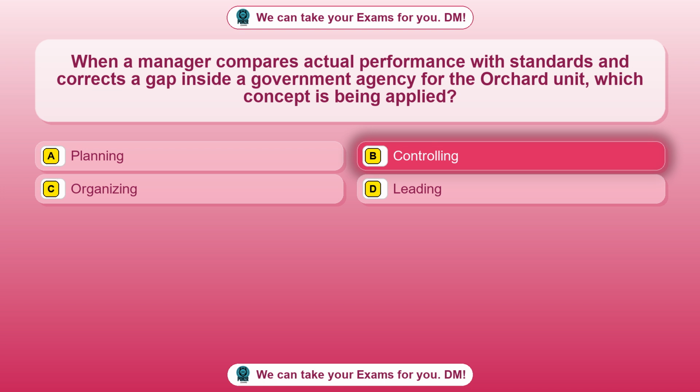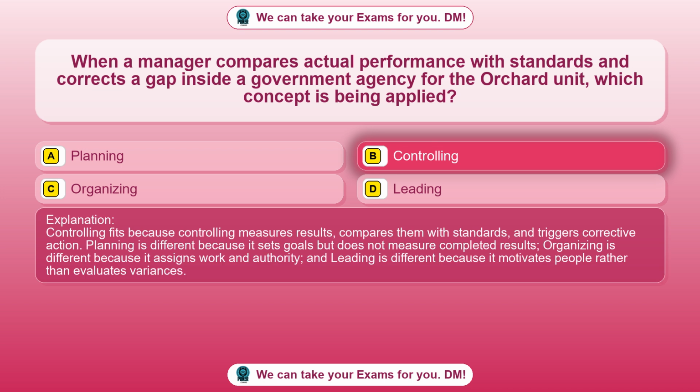Controlling. Controlling fits because controlling measures results, compares them with standards, and triggers corrective action. Planning is different because it sets goals but does not measure completed results. Organizing is different because it assigns work and authority, and leading is different because it motivates people rather than evaluates variances.